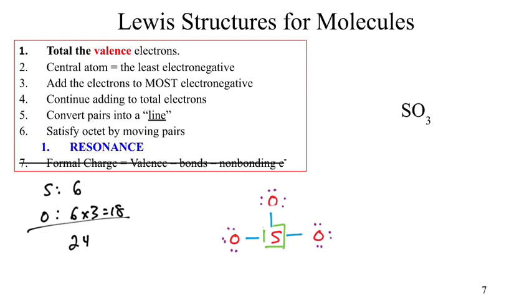We had 24 electrons, right? Are there 24 electrons in our drawing? Yes. Do all of our atoms have octets? No. The sulfur is missing its octet. So what do we do? Take 2 from one of them. We take those electrons and we move them in to make a double bond.